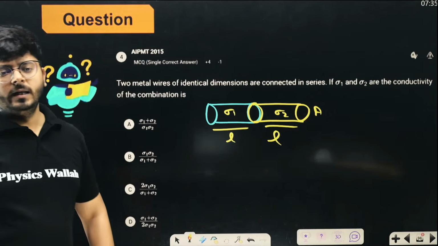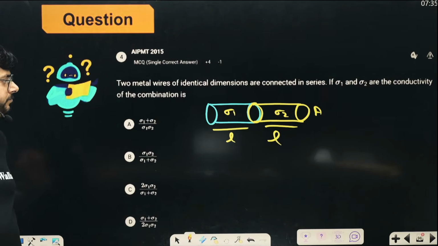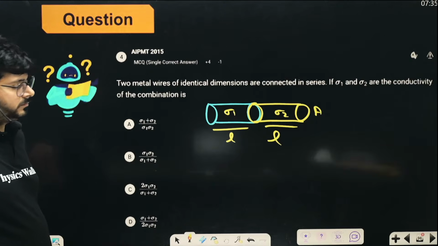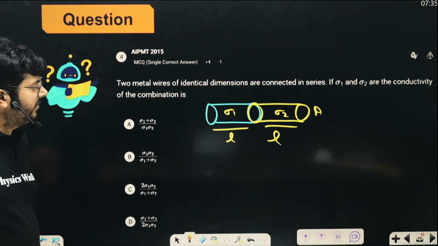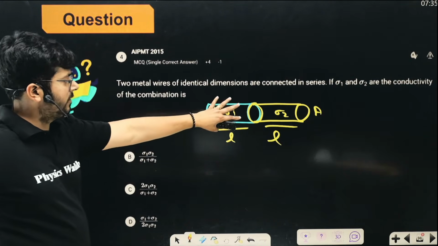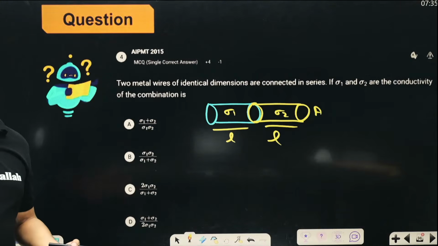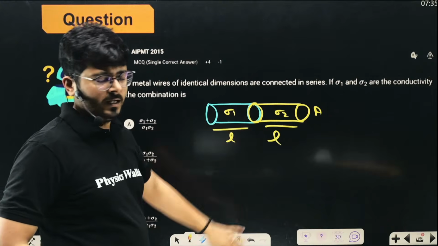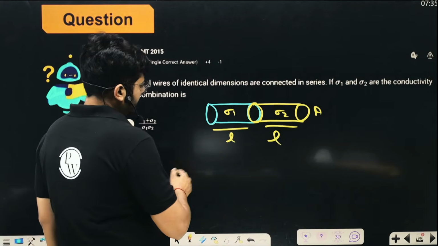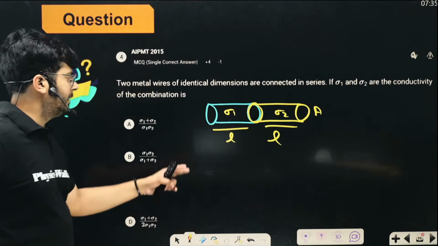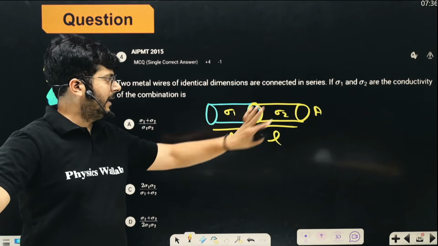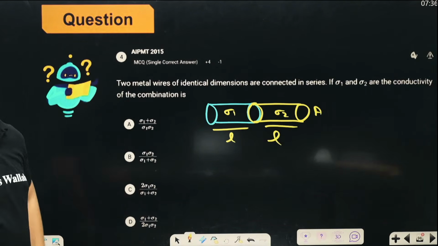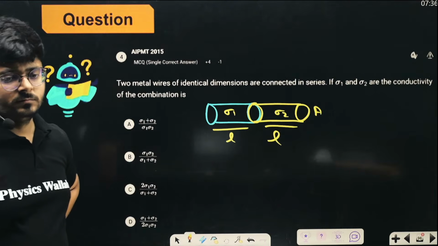And now what we are doing, we are adding them up, right? Now conductivity is sigma 1. So what will be the resistance of the first part? We can say the cross-sectional area is A. So it is 1 upon sigma 1 into A, or for the net, you can add it up: 1 upon sigma 1 into A and 1 upon sigma 2 into A, right? Yes or no?